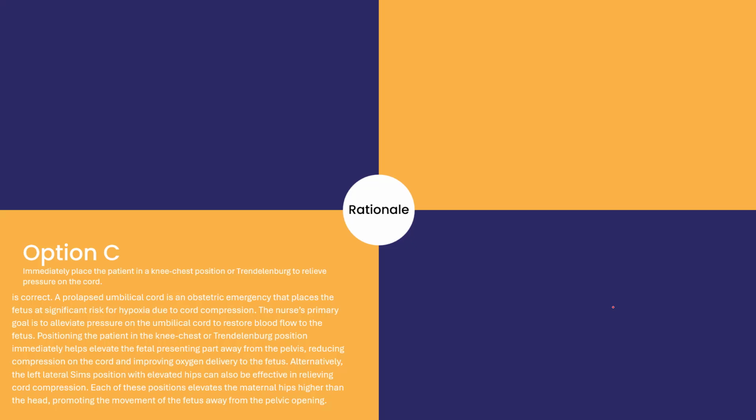Positioning the patient in the knee-chest or Trendelenburg position immediately helps elevate the fetal presenting part away from the pelvis, reducing compression on the cord and improving oxygen delivery to the fetus. Alternatively, the left lateral Sims position with elevated hips can also be effective in relieving cord compression. Each of these positions elevates the maternal hips higher than the head, promoting the movement of the fetus away from the pelvic opening. A is incorrect.